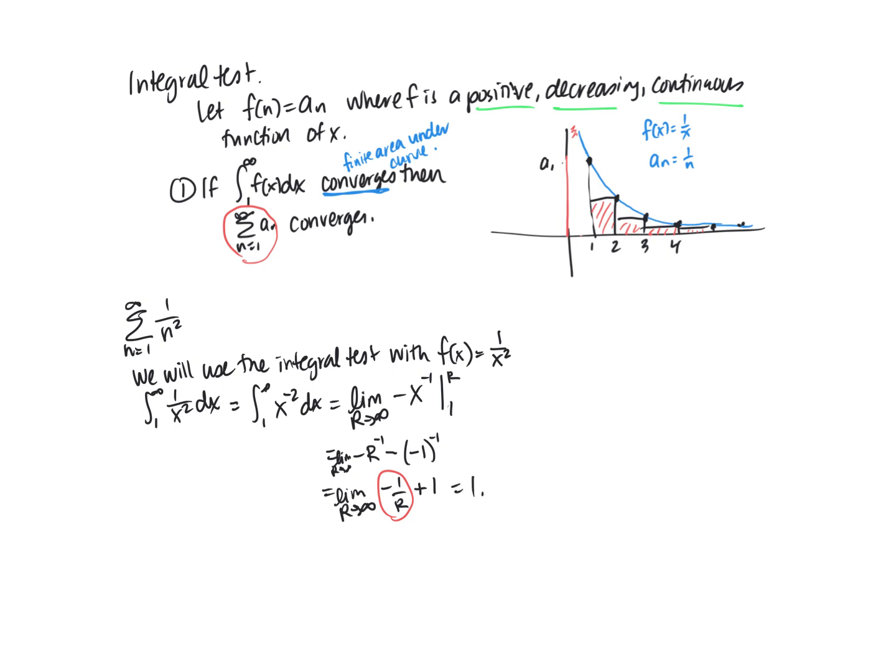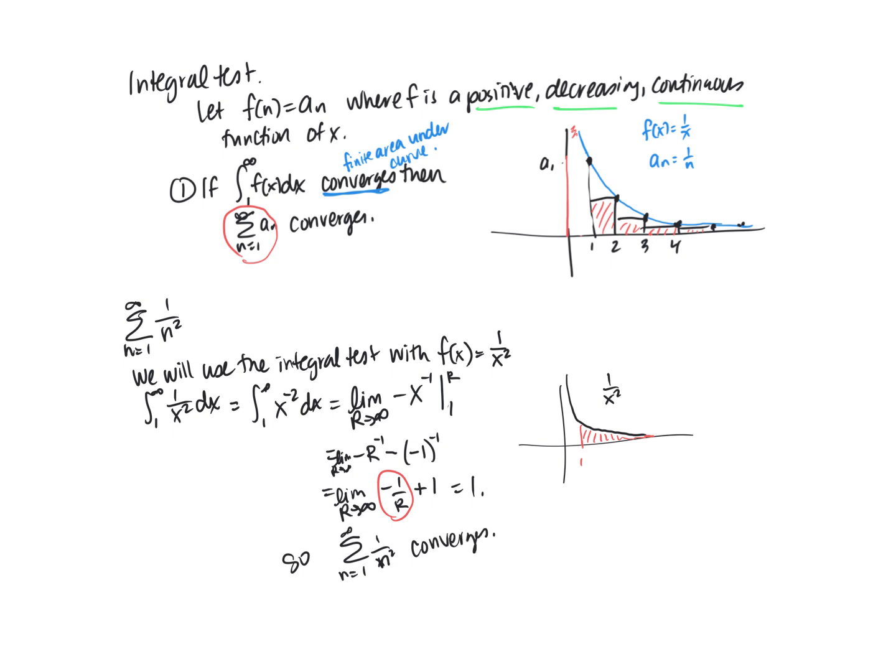Okay, so what does that tell me? That tells me that the area underneath the curve of 1 over x squared, that's this function, looks a lot like 1 over x, but the tail of it is smaller. So this is 1 over x squared. That's telling me that this area from 1 to infinity is a finite number. And so if that's the case, then by the integral test, this sum of 1 over n squared converges.